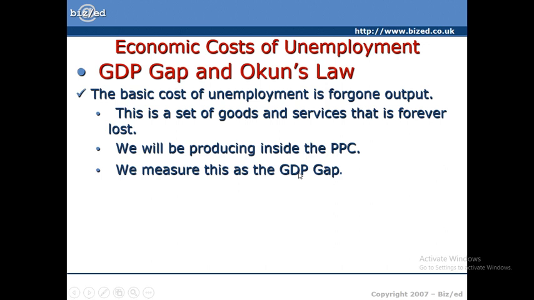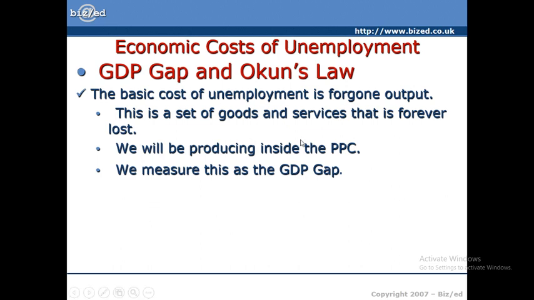Foregone output means whenever there is unemployment, people are not able to work. When people are not able to work, they cannot produce anything. So the basic cost of unemployment is the foregone output, the output that is sacrificed or could not be produced. This is a set of goods and services that is forever lost. So when unemployment is there, a set of goods and services that could be produced with the help of these laborers is forever lost. So in that case, what happens?